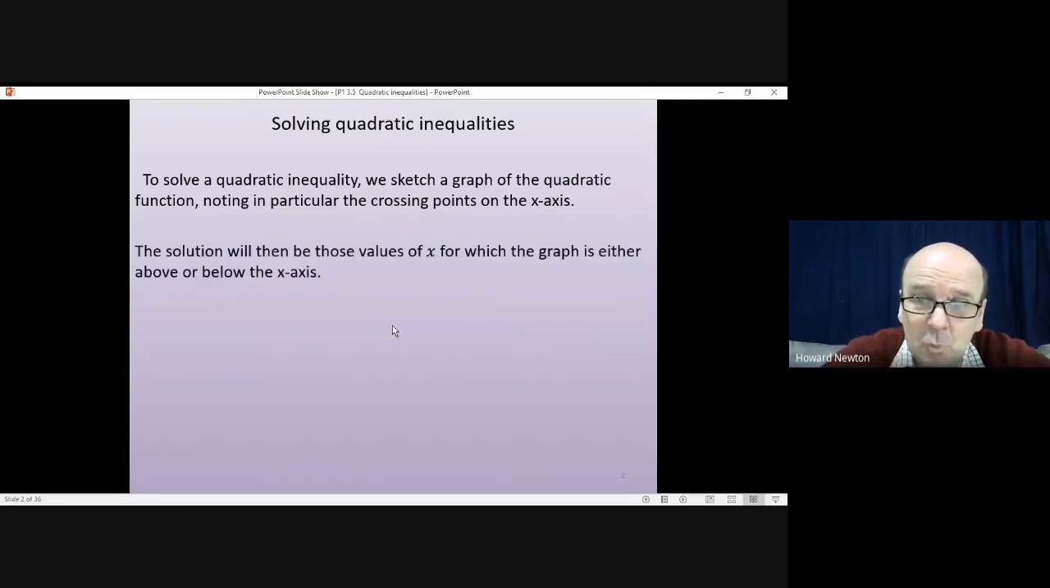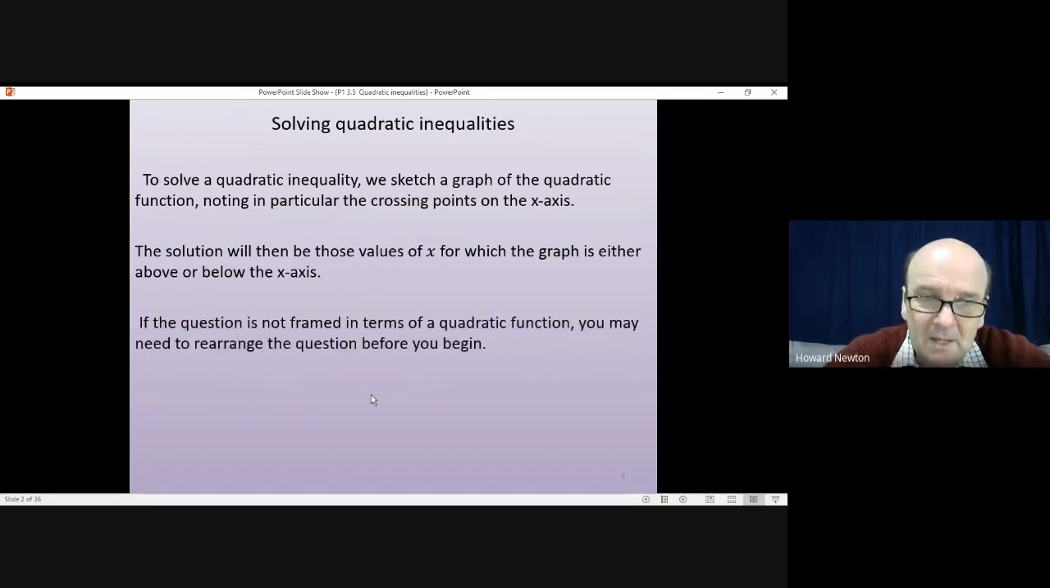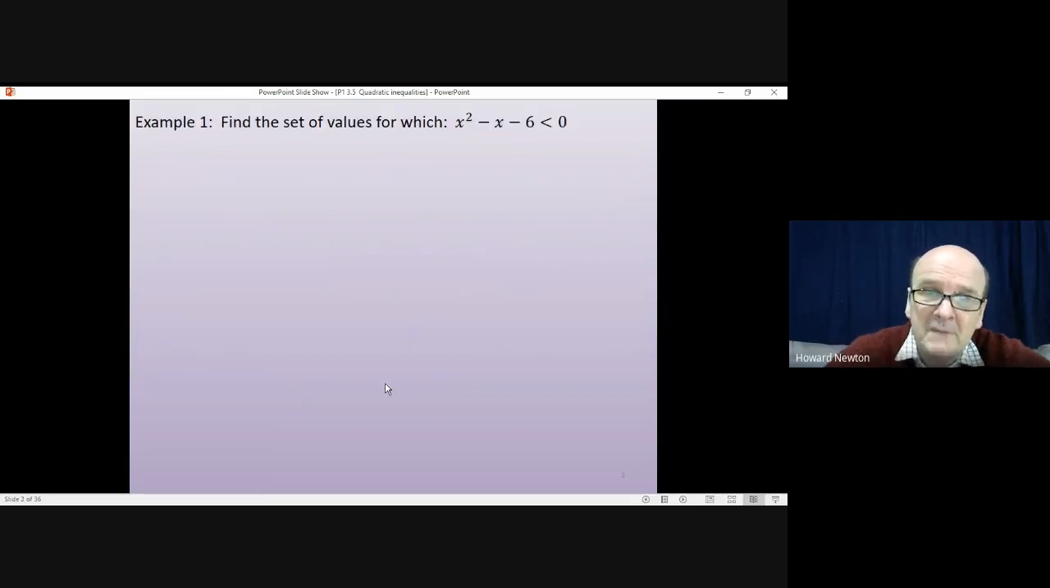The solution, once you've done the sketch of the quadratic, will be those values of x for which the graph is either above or below the x-axis, depending on what they ask you to find in the question. Sometimes the question won't be framed in terms of a quadratic function, and you'll have to do a little bit of work yourself first, rearranging it, moving things around, so that it looks like a normal quadratic before you begin the question.